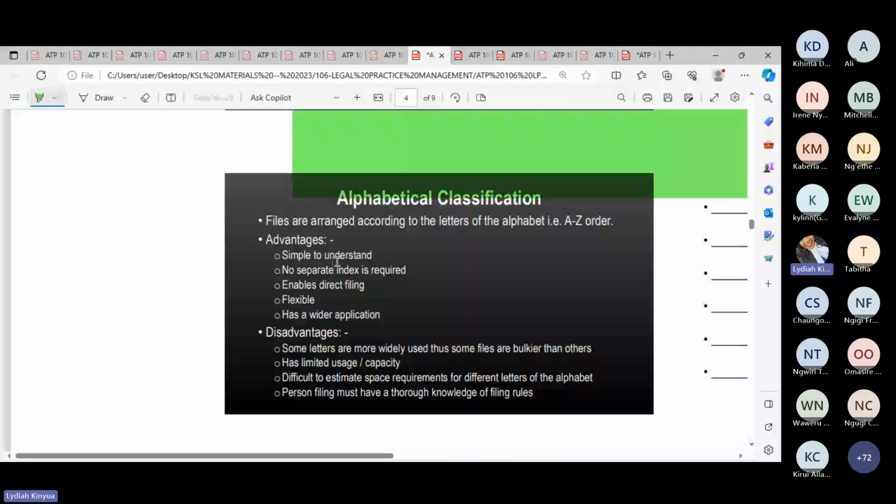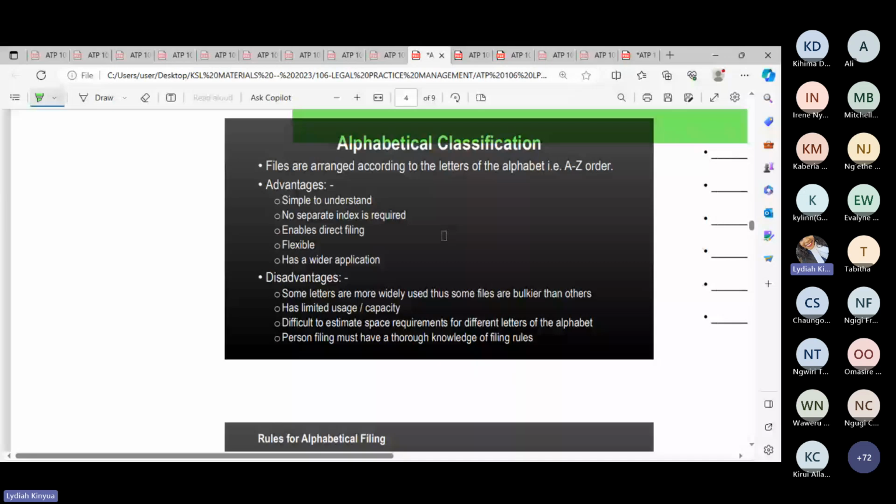Of importance will be the advantages of alphabetical classification. Advantages are it's simple to understand because you've used the ABCD alphabet. Equally, there is no separate index required. It enables direct filing. You can just put your file where all the A's are. It is very flexible, easily adaptable, and it has wider application.